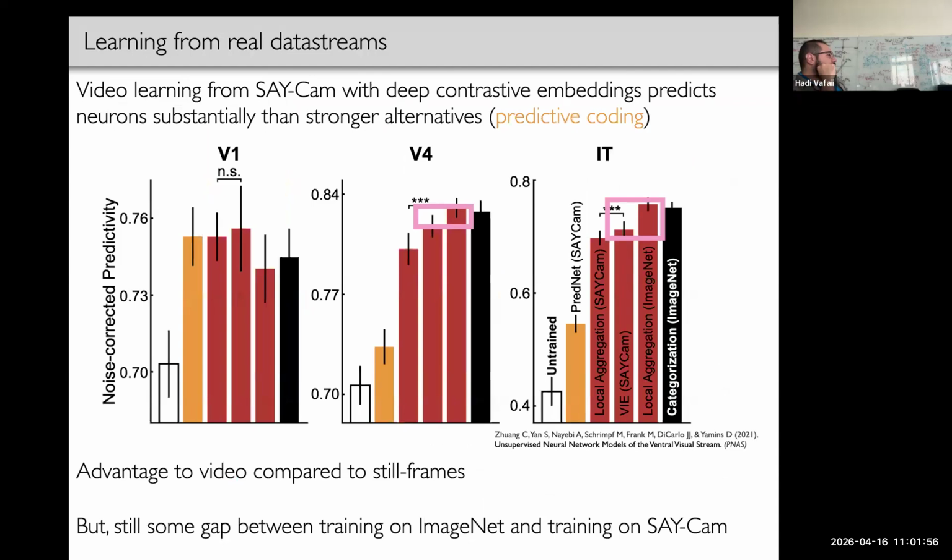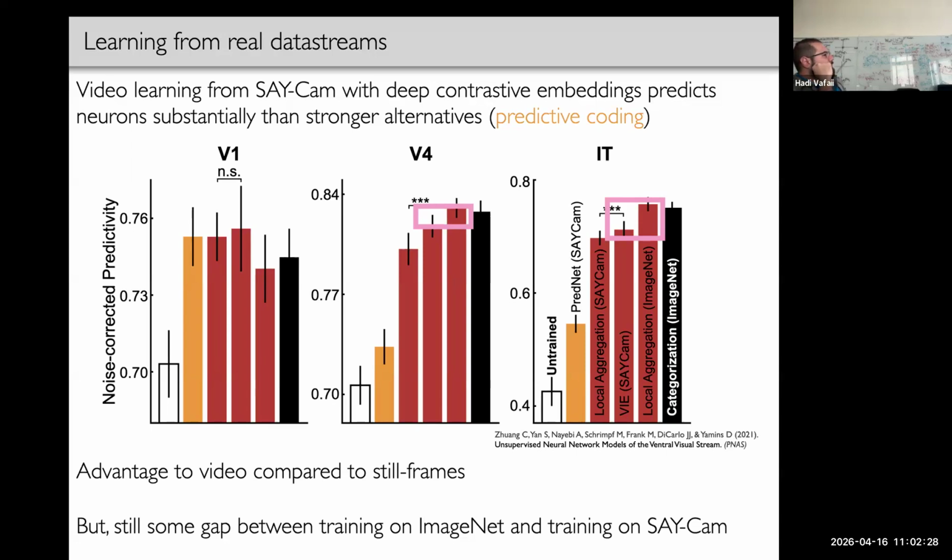So basically the point was that self-supervised video learning from natural head cam data was stronger than some alternatives, like older implementations of predictive coding. But there was still a gap between training on ImageNet and training on the natural data. Training on the images of ImageNet, not the labels, was better at neural predictive networks and doing tasks than the networks trained on SAYCam, that is to say, trained on the actual head cam data. So the gap is not that huge in this data, but it was still galling, right?